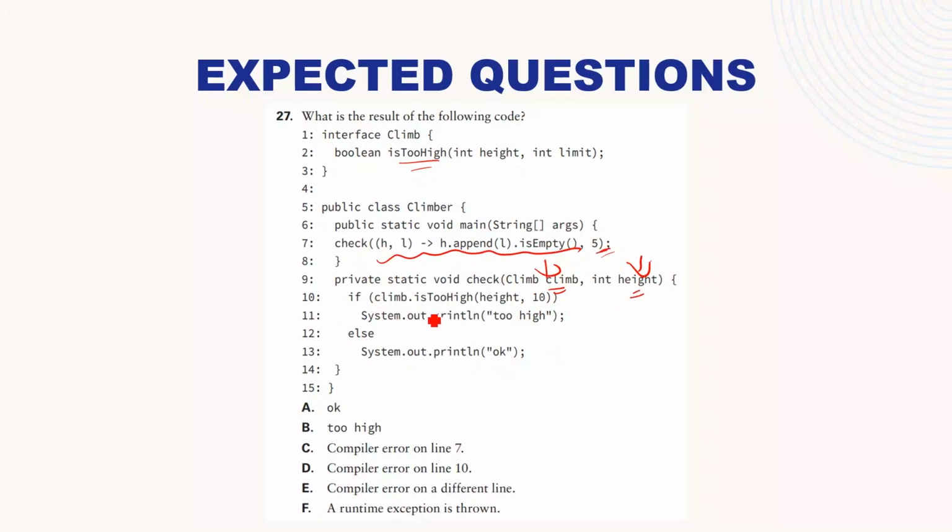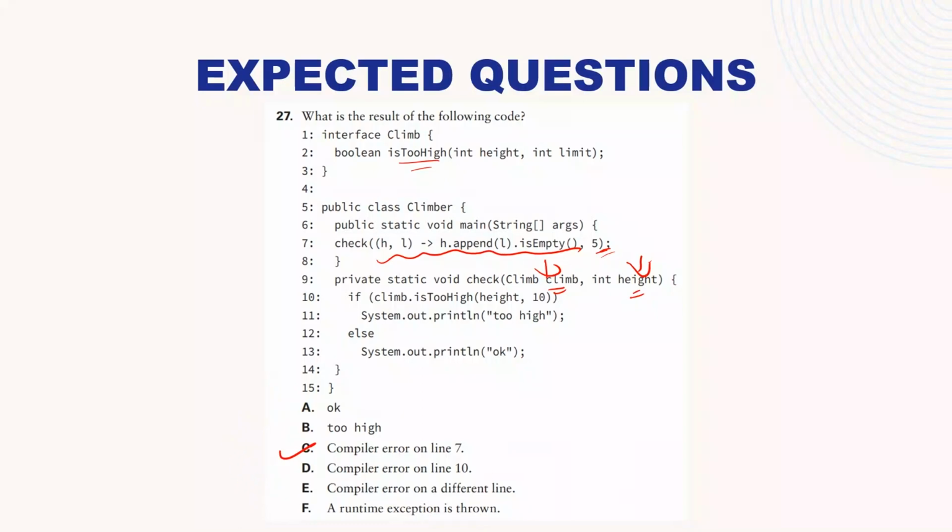Okay, I think that is clear. Climb is too high, and something, and else there is something. Okay, let's see what is the answer for this question. So I would suggest for question number 27, I would go with C, which is compiler error on line 7. Now why is the compiler error over here? Let us try to understand this thing.